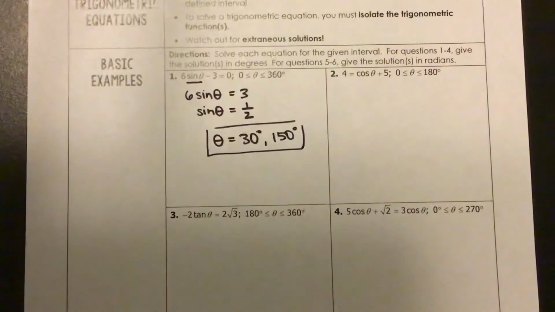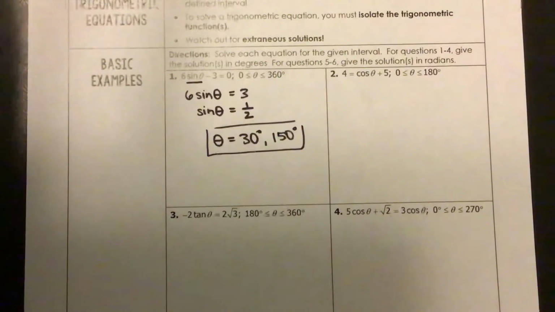We have 2 different solutions for that equation. All right, so that's the way that unit circle works. That's the way these problems work. Next one we're going to look at is number 4.